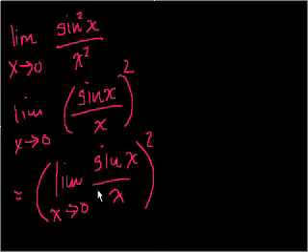And now we're back to what we proved in a previous video. What is the limit as x approaches 0 of sine of x over x? Right, it's 1. So what's 1 squared? It is 1.